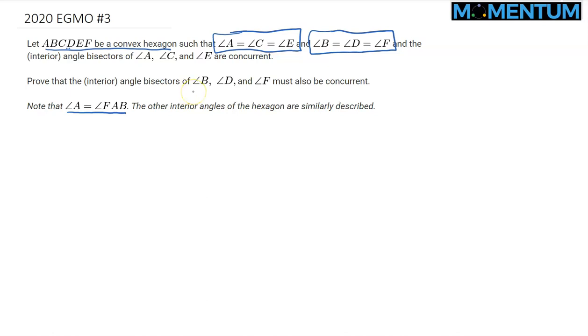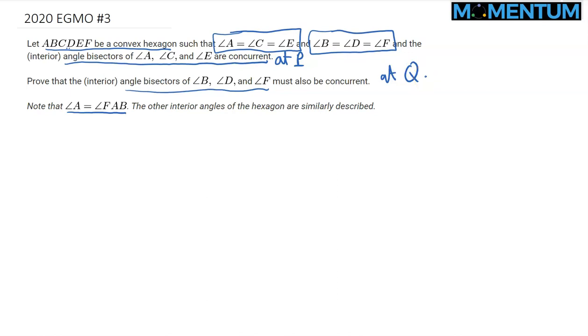Well, knowing that the angle bisectors of A, C, and E are concurrent at a point, say P for instance, show that the interior angle bisectors of B, D, and F must also be concurrent, say at a point, for instance, Q.